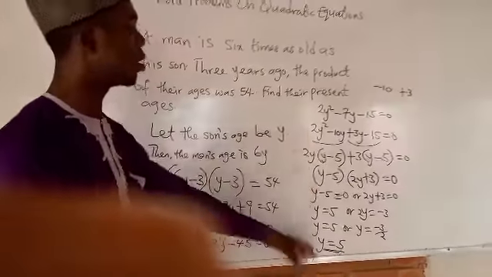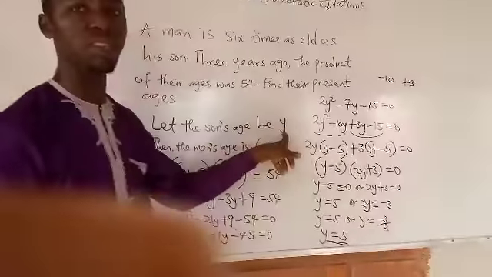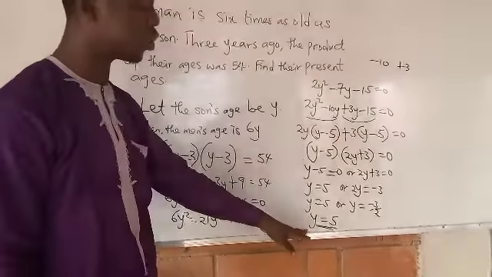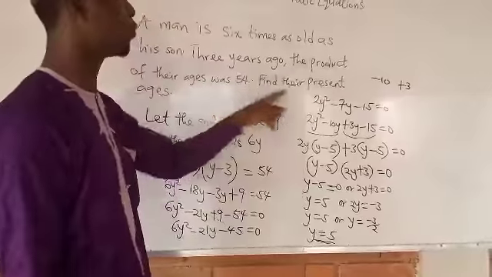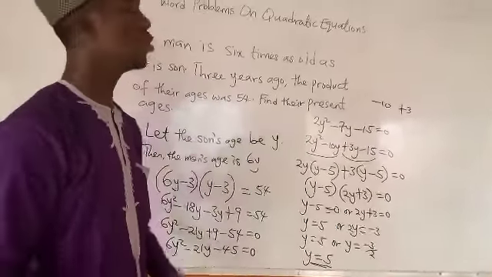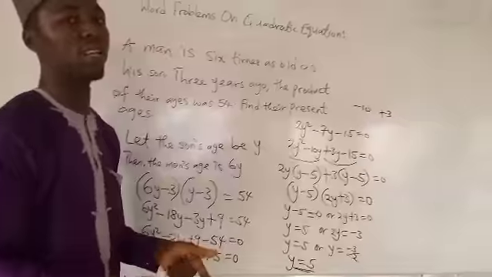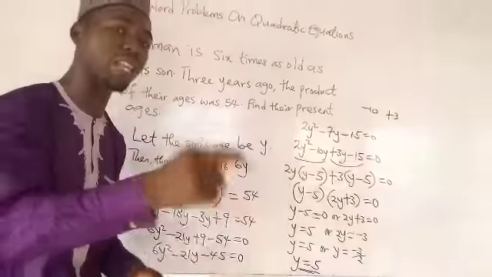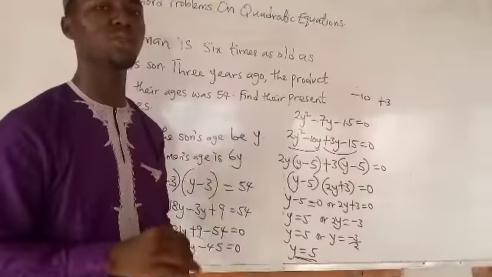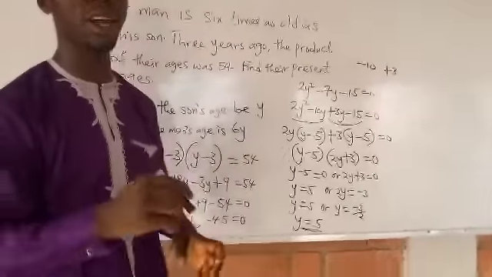So remember, we used y to represent the son's age. So that means the son is 5 years old, because we are asked to find their present ages. The son is 5 years old. So if the father is 6 times as old as the son, the father will be 5 times 6, which is 30. So the man is 30 years old, and the son is 5 years old.